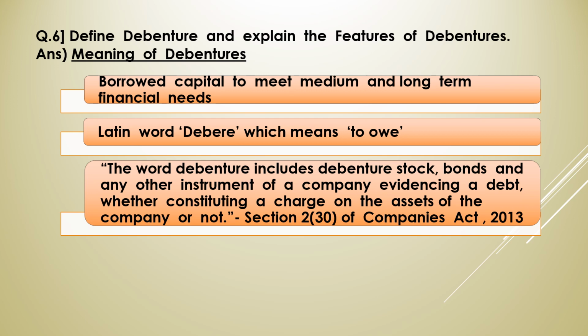Let us now see the definition of debenture as given in section 2 subsection 30 of the Companies Act 2013. It says that the word debenture includes debenture stock, bonds, and any other instrument of a company evidencing a debt, whether constituting a charge on the assets of the company or not. This indicates that the word debenture not only includes debenture stock and bonds, but any other instrument which creates or acknowledges a debt, wherein the company may or may not create a charge on the property or assets of the company.